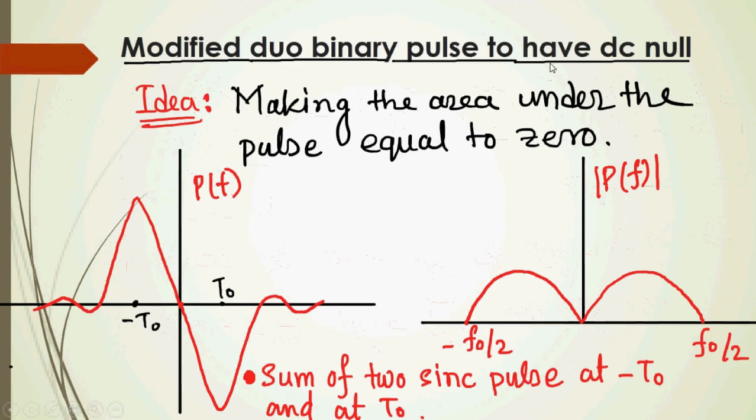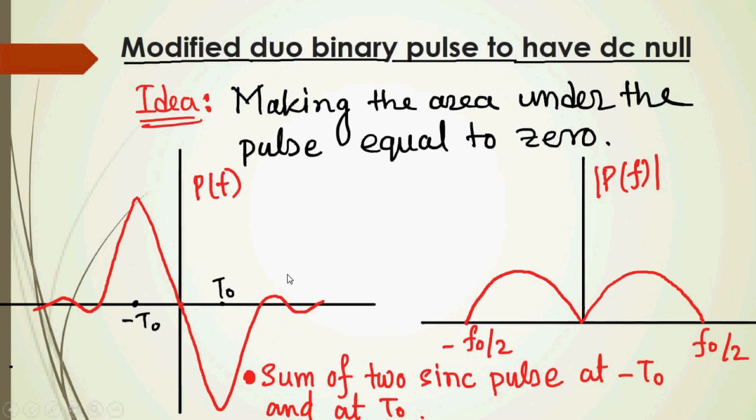Now the modified duo binary scheme. The purpose is to place a DC null at zero frequency, right? So how to do it? The idea is making the area of the pulse equal to 0. So here is one sinc pulse, and here is another sinc pulse, at -T naught and T naught. There are two sinc pulses, and if you combine them together you will get a pulse shape where the area is 0.